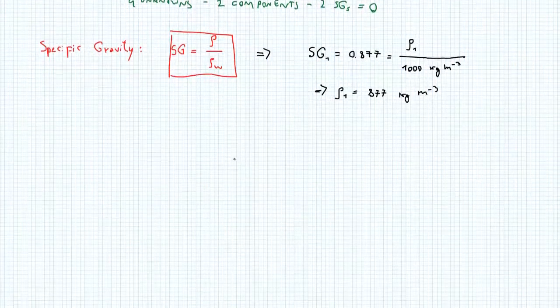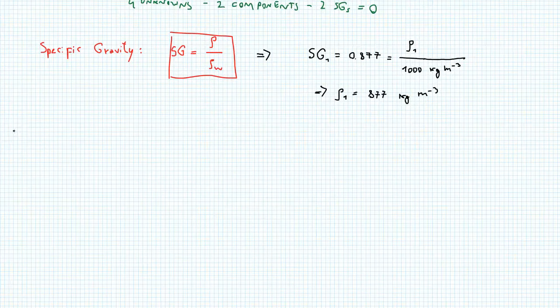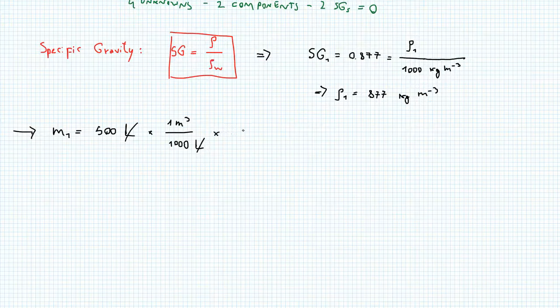This allows us to use the density found to convert that volume, the 500 liters, into the mass M1. We divide 500 by 1,000 to convert liters to meters cubed. And then we can multiply by the density to obtain the mass in kilograms. So 877 kilograms are equivalent to a meter cubed of this substance, and the result is 438.5 kilograms.